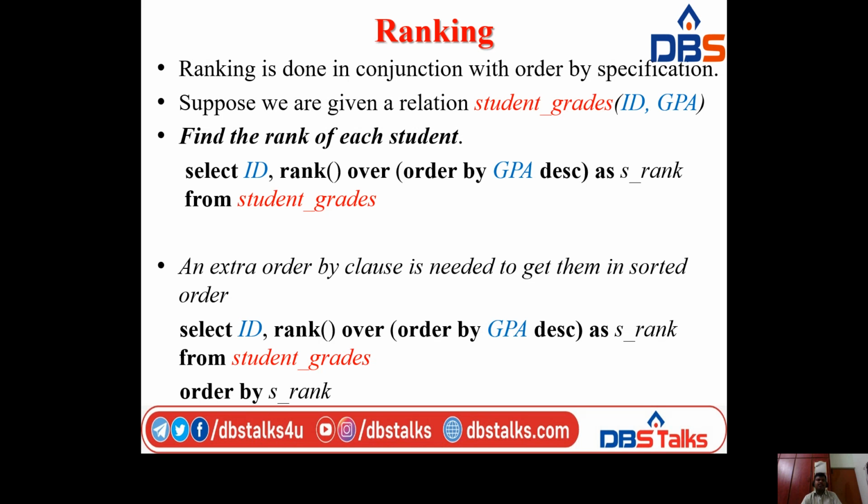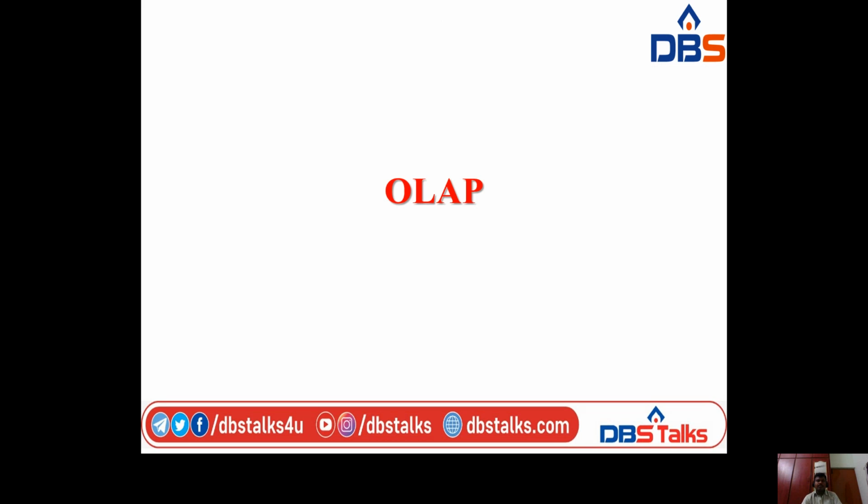Now here, select ID, rank over order by GPA DESC as S rank from student grades, order by S rank. This is what we are using. Based on this, we are displaying the ranks in a specific order.